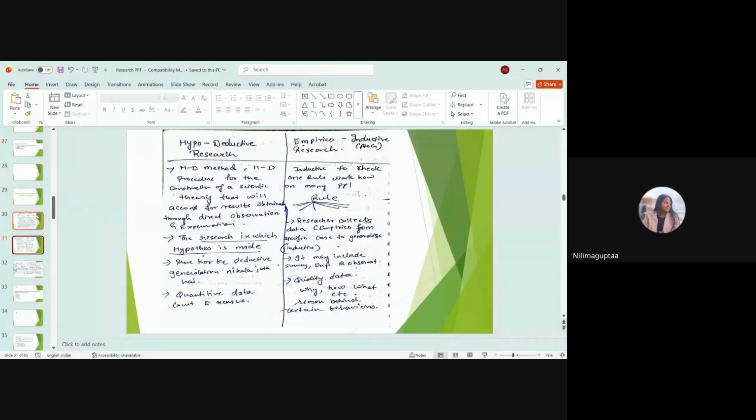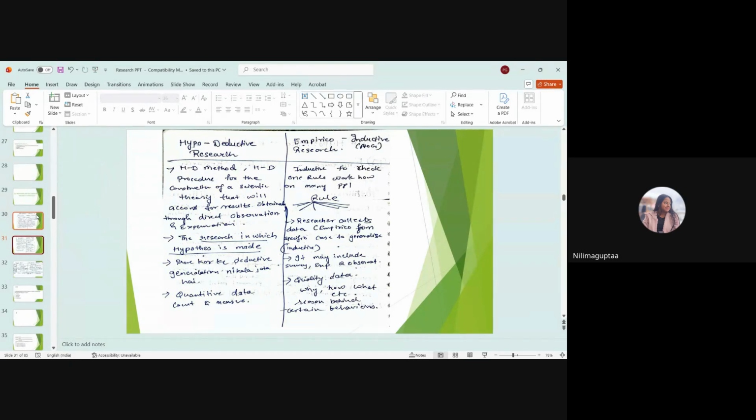Hypo-deductive is very much quantitative data, which can be counted and measured. And then inductive research, that is empirico-inductive research, goes from particular to general. There are many particular instances, and from them they form a generalization.